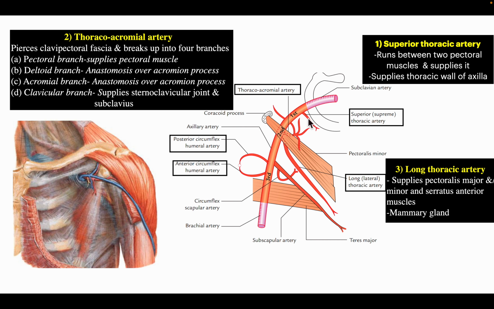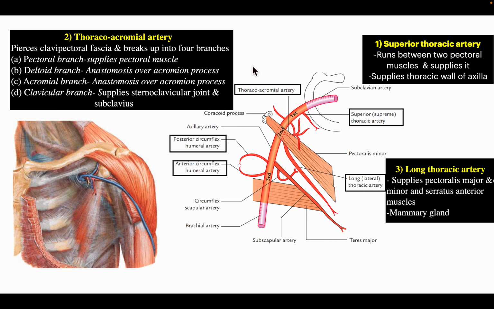So can you see here in the diagram, this is the first part of the axillary artery. So we have the branch that is known as superior thoracic artery, also known as supreme thoracic artery. This artery runs between the two pectoral muscles, that is pectoralis major and the pectoralis minor muscles, and supplies those muscles, as well as the thoracic wall of the axilla.